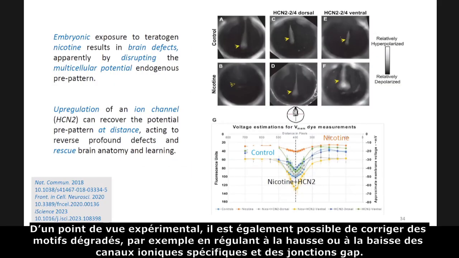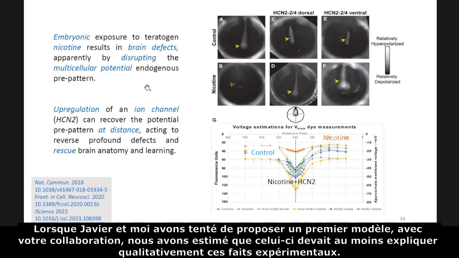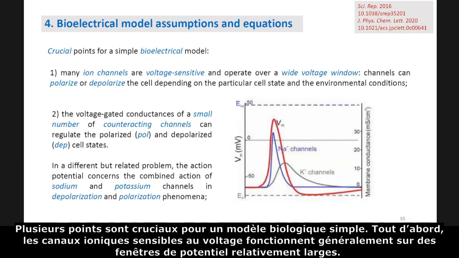Another possibility from the point of view of experiments is to correct for degraded patterns by using, for instance, the upregulation or the downregulation of specific ion channels and gap junctions. So when Javier and I attempted to first put forward a model with your cooperation, we thought that the model should explain at least qualitatively these experimental facts. Crucial points for a simple bioelectrical model.